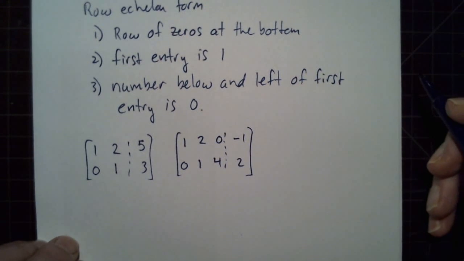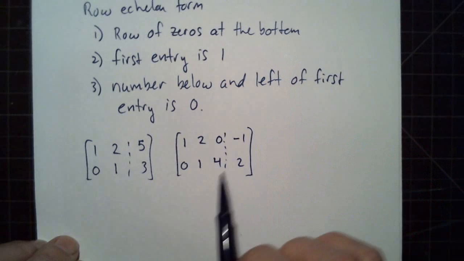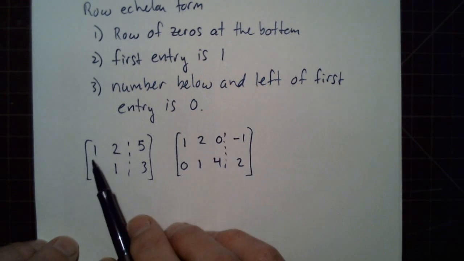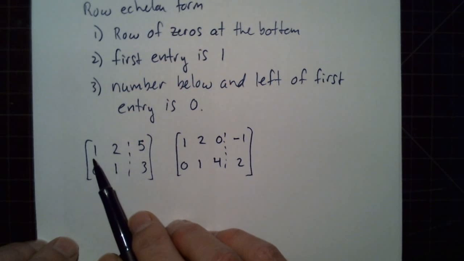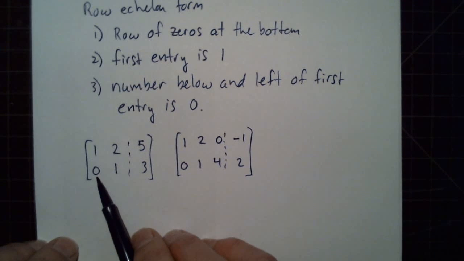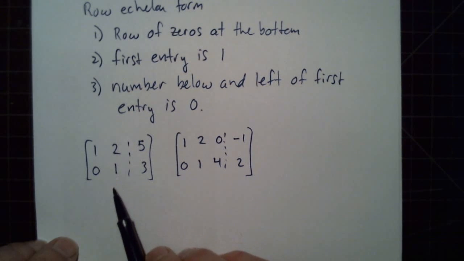Alright, are these in row echelon form? So let's check. Row of zeros. Yeah, there's no row of zeros, so that's okay. First entry is a 1. Yes, the first entry is a 1. And then the number below and left of the first entry is 0. Below is 0. And now let's check this row. The first entry is a 1, and then we don't have anything below or left. So that is in row echelon form.